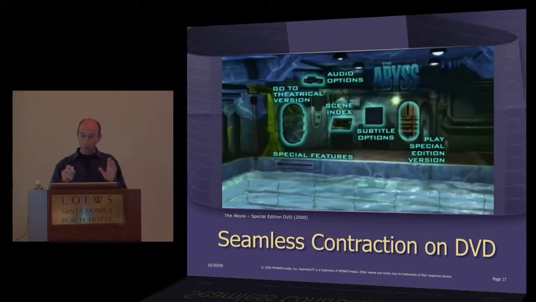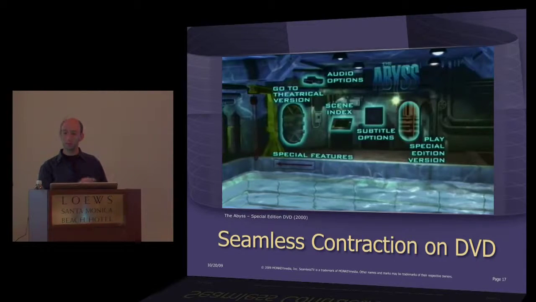Okay, so what we're going to show you next is an example from the DVD of The Abyss from 2000. It's a special edition that on the disc has versions of both the theatrical version and the director's cut, the special version, which is longer. But there's only one copy of the entire movie on the disc. So we're going to watch how the theatrical version is really a seamless contraction from the director's cut, the full version.